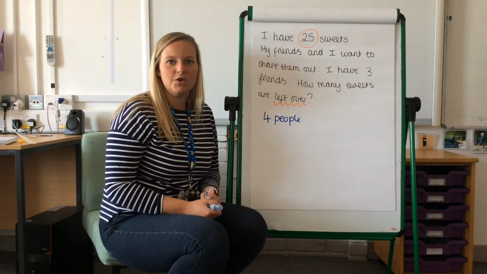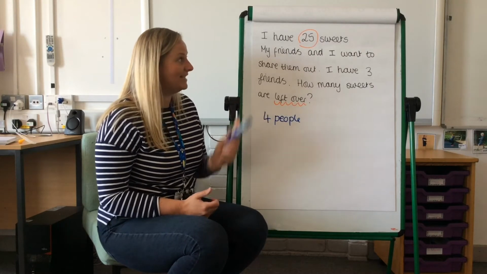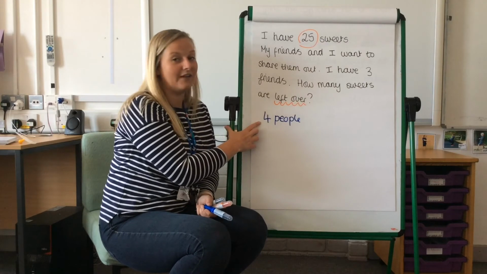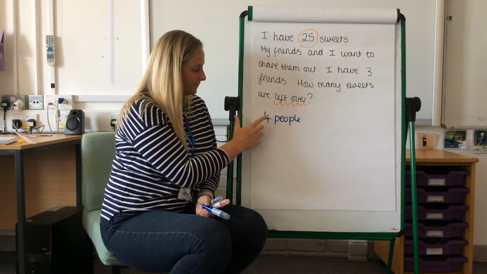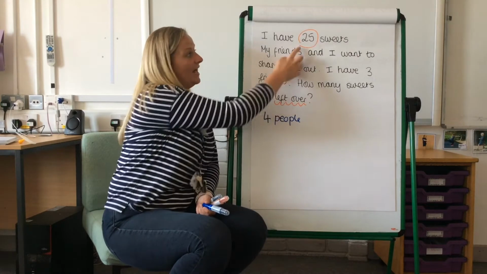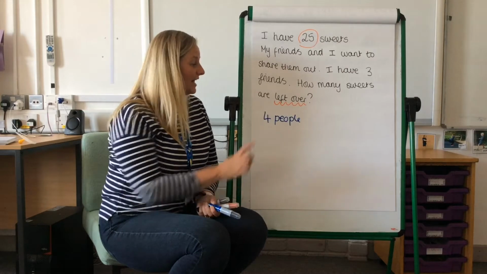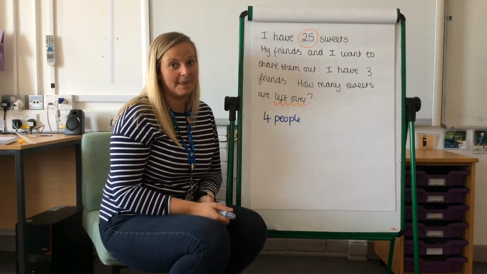Now, if you know your multiplication really well in your times tables, you'll be able to instantly see that 25 is not divisible by 4. And even if you don't know your times tables, 4 is an even number and 25 is an odd number. That's another little indication that there might be a remainder.